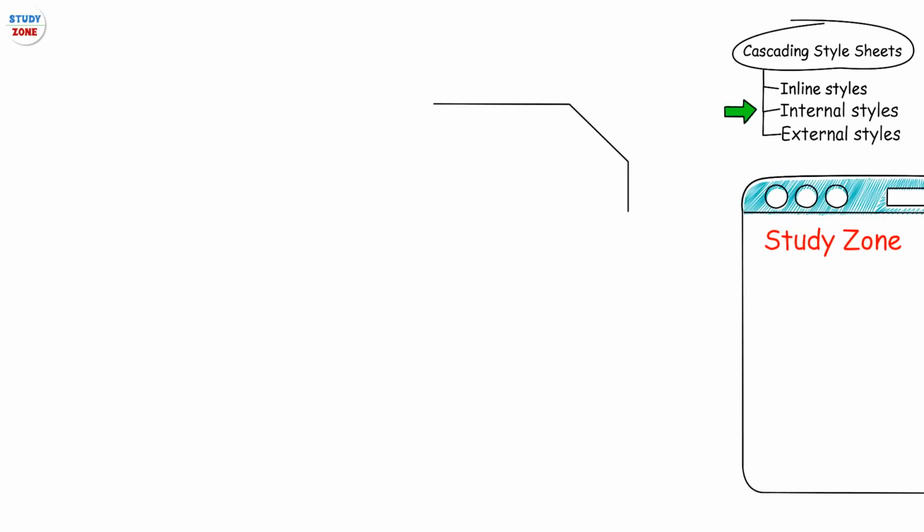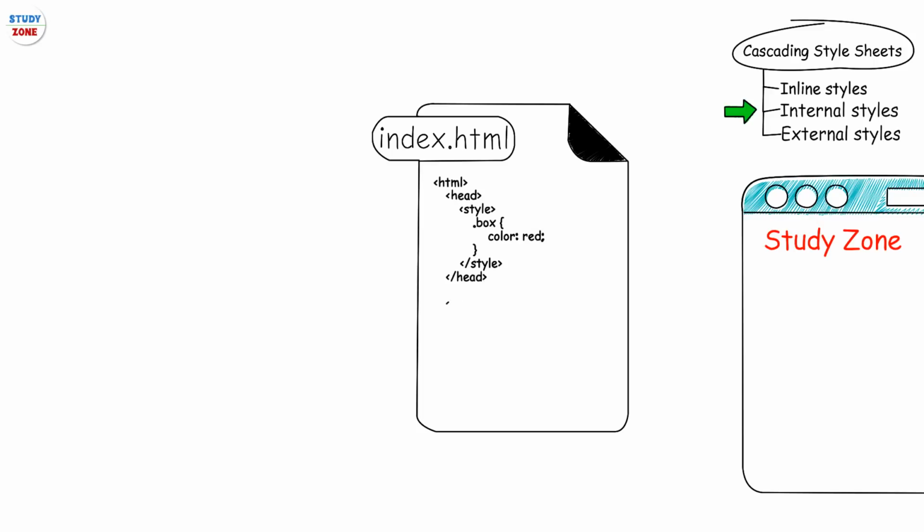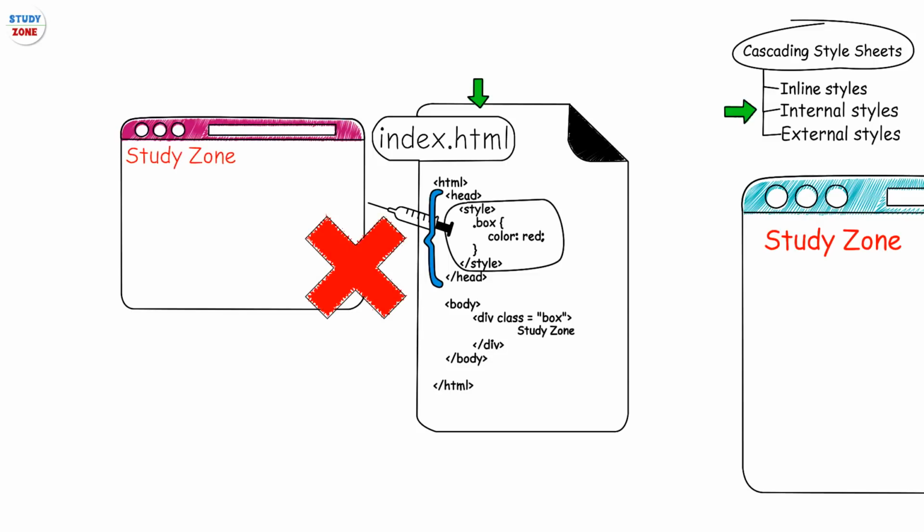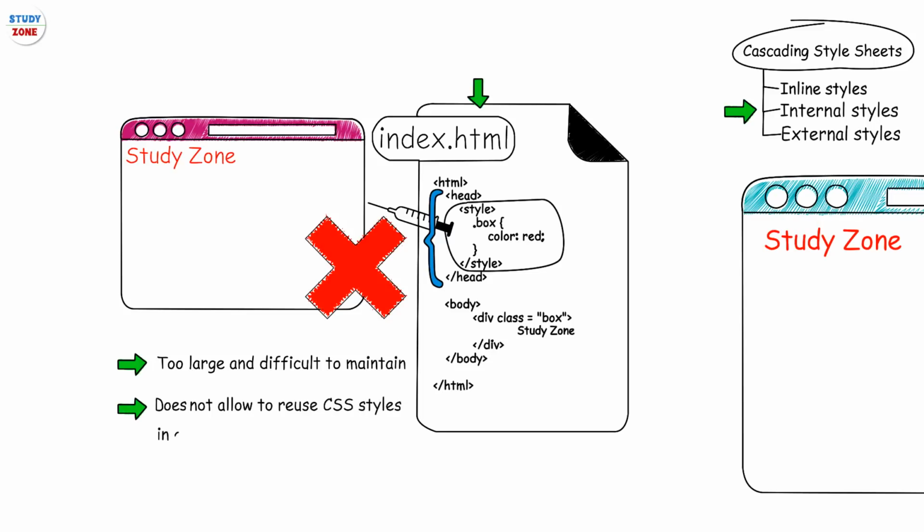Let's talk about internal styles now. Using this approach, we keep the styles separate from the markup, but still the entire CSS is written inside the HTML file. Let's have a look at this example. We are using the style tag in head section of our HTML file to inject our styles in the web page. Still not a recommended approach because it makes your HTML file too large and difficult to maintain. Also, it will not allow you to reuse your CSS styles in other HTML files.